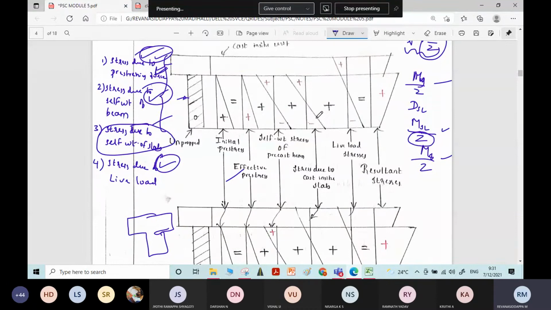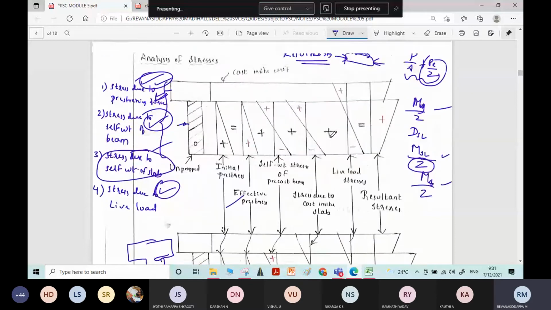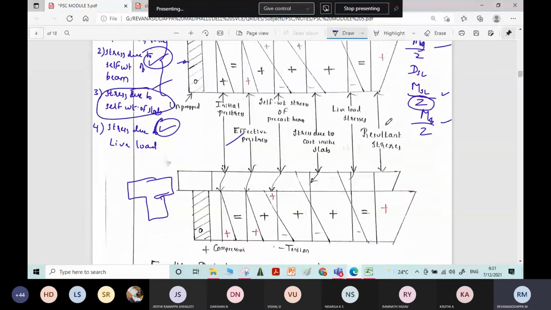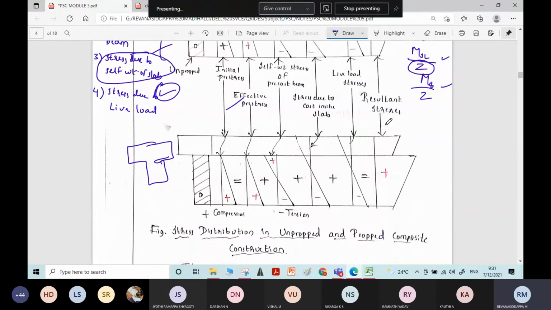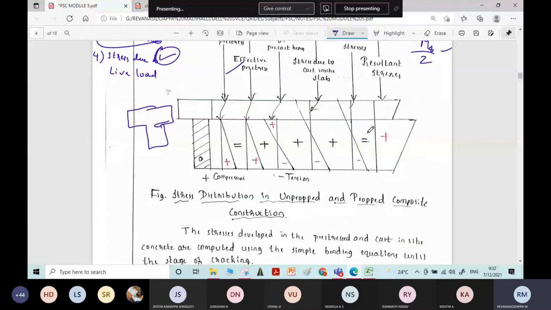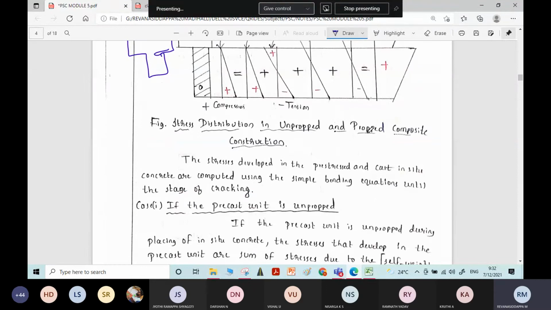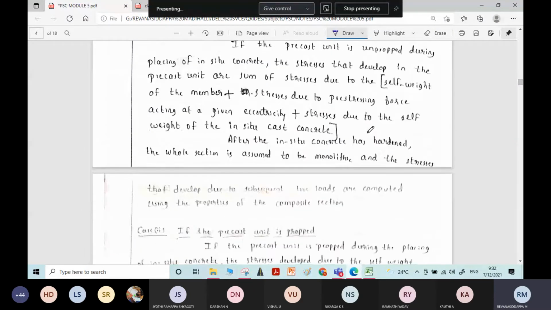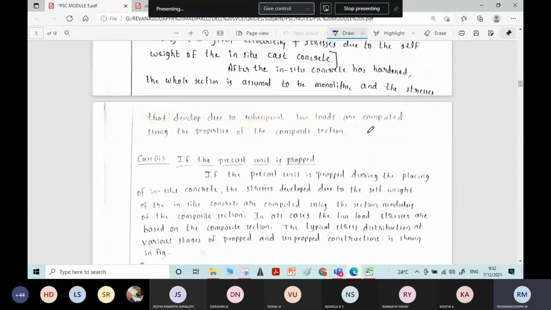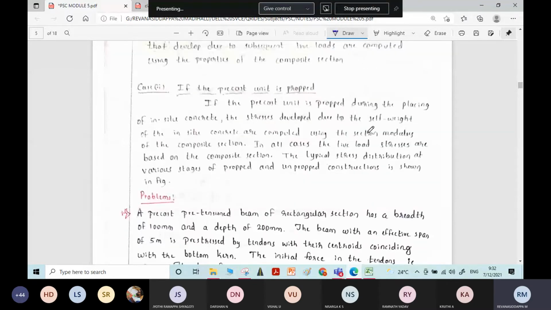That is the difference. You are all aware of these stress distribution diagrams from the first model, so I am not going to discuss it once again. This is the final stress distribution after combining all these stresses. When I solve a problem, you will understand this resultant stress distribution clearly. I think you got some idea on analysis of stresses. Now we will solve a problem in detail, step by step, so that we can get full clarification.